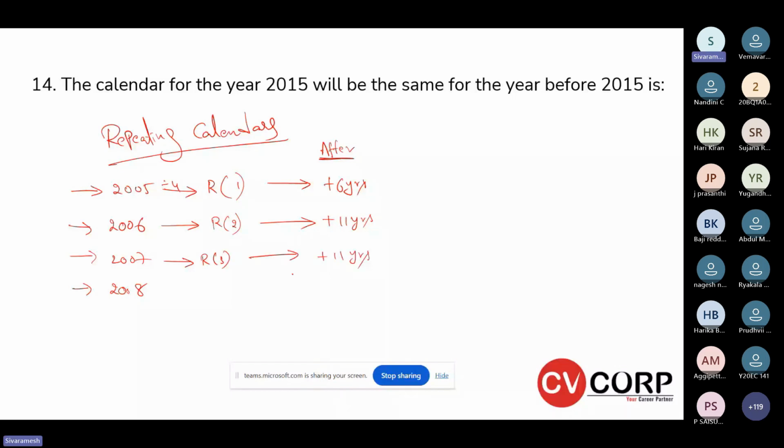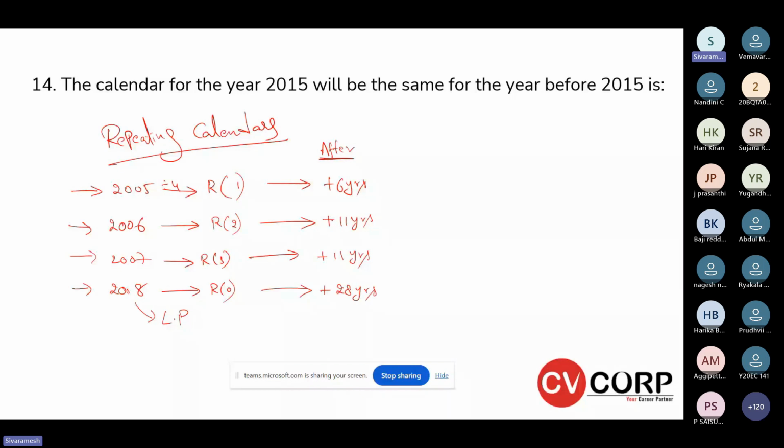Obviously when you get remainder 0, because 2008 is exactly divisible by 4, I get remainder 0. When I'm getting remainder 0, we call this a leap year, correct? So the leap year calendar will be repeated after 28 years. When you remember these values, your answer will be done.